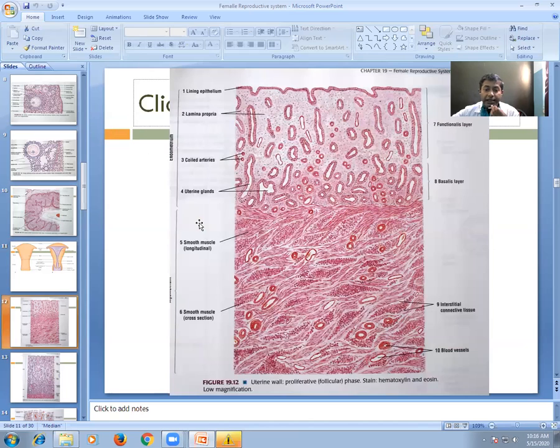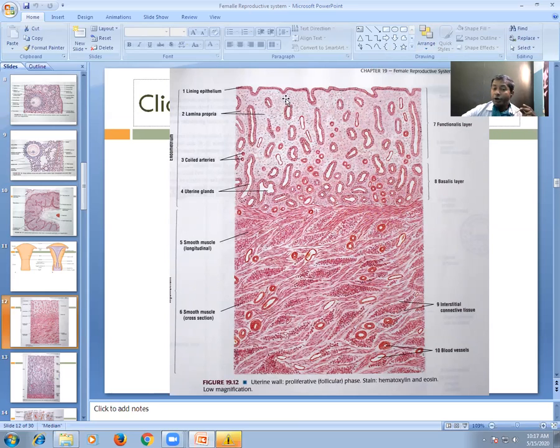Now coming to the structure of this uterus. The wall of the uterus consists of three layers: the endometrium, then the myometrium, and then the perimetrium. Which three layers are there? One is the endometrium, second is the myometrium, and third is the perimetrium, if we are going from inside out.